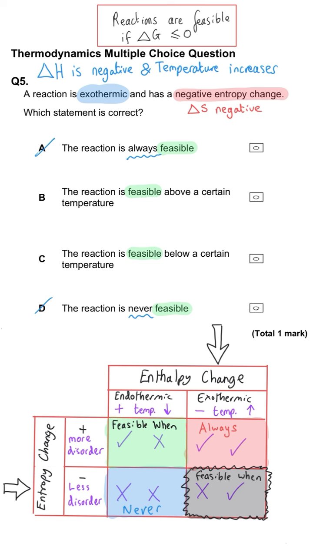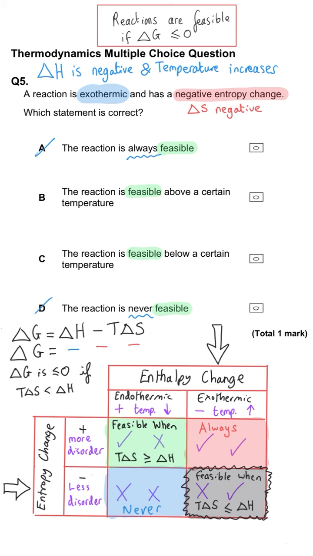Then we have to use the equation delta G equals delta H minus T delta S, but we're only using it qualitatively. And so if we look at this, and if delta H is negative, which it is for an exothermic situation, and delta S is negative, which we've been told it is, you can see that delta G will be 0 or less if the magnitude of T delta S is smaller than the magnitude of delta H, because that's when a reaction is feasible, when delta G is less than or equal to 0.